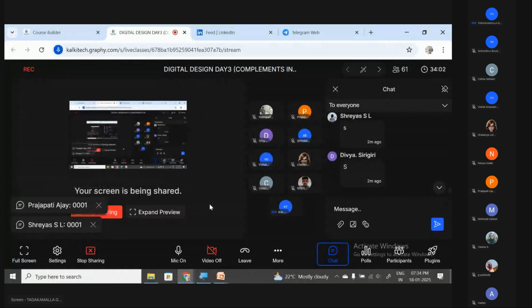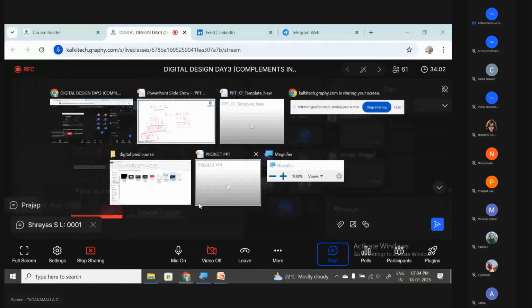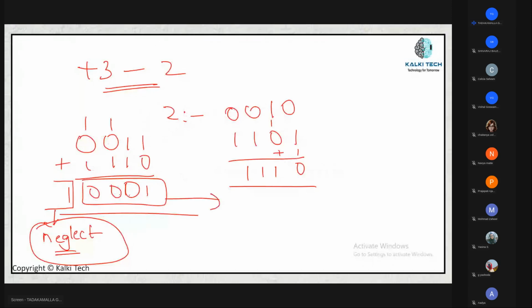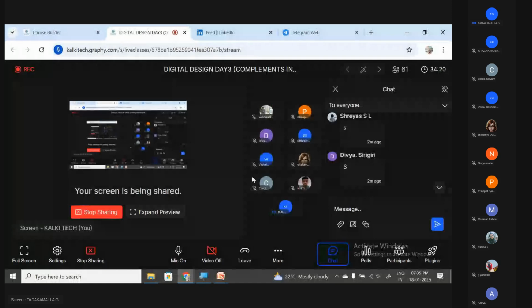Yes. So if we have a carry, we are going to neglect it. So we have the final answer, which is a positive number. So here in the 2's complement, if we get a carry, it is a positive number, and here the result is +1. Please, I'm stressing on this particular point: in 2's complement, if we are getting a carry, we are just neglecting it. In the 2's complement of addition, if we are getting a carry, we are just simply neglecting it.